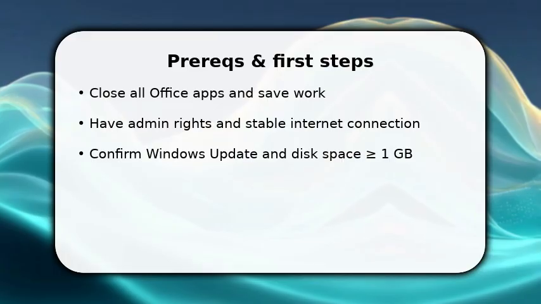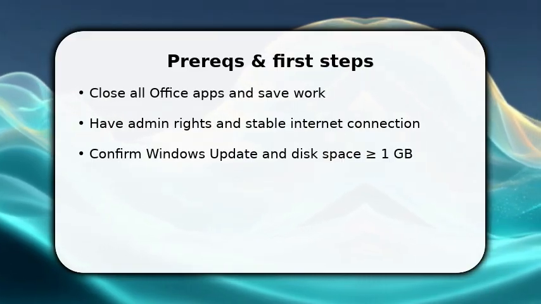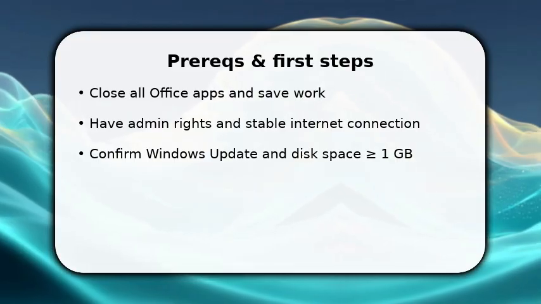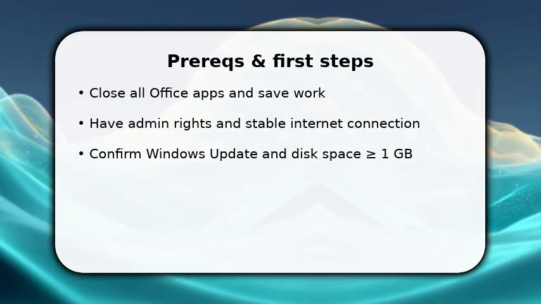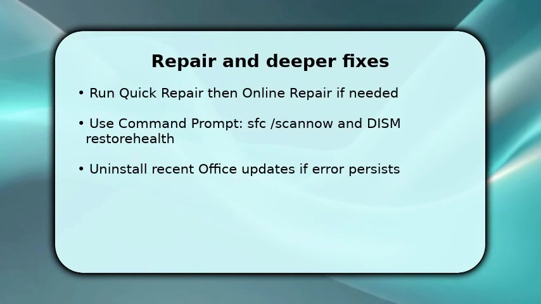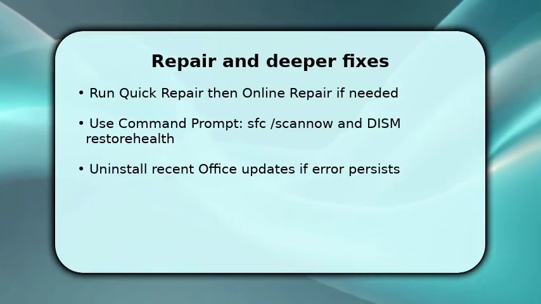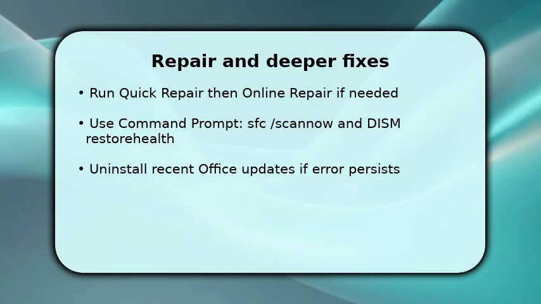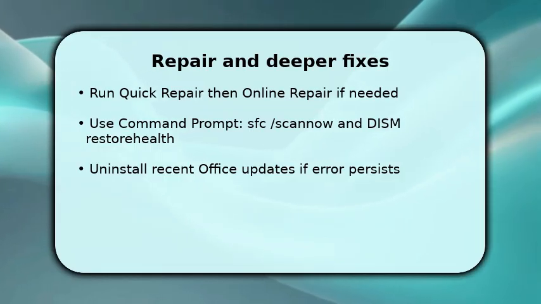Once done, run the Microsoft Support and Recovery Assistant or the Office Repair from Control Panel. This begins automated fixes and collects logs so you can see what failed and why. You'll run Quick Repair first because it's fast and non-destructive. If that fails, use Online Repair, which reinstalls core files.